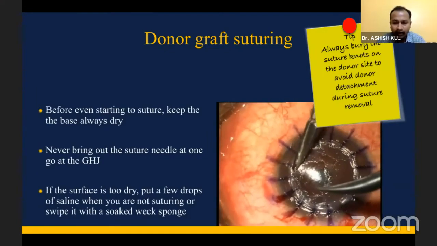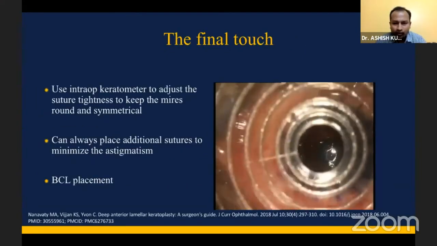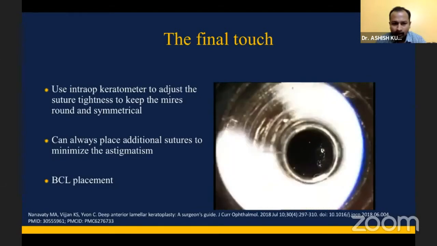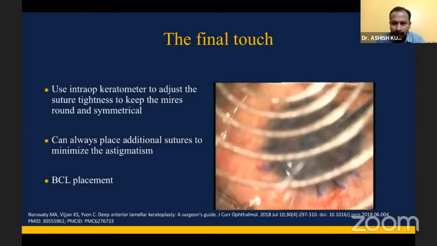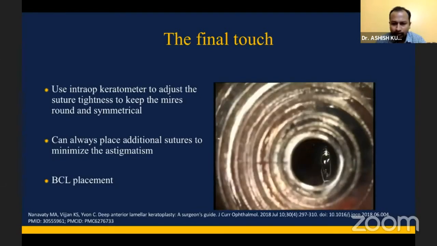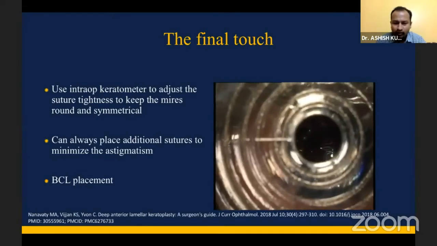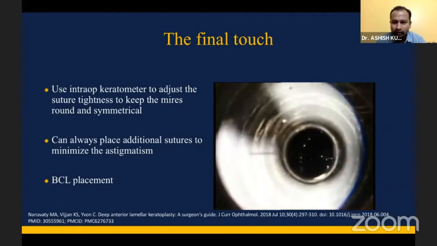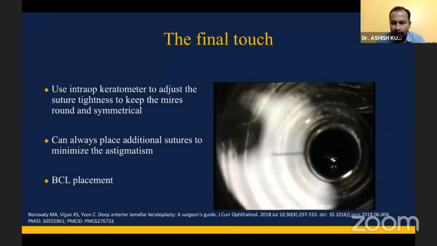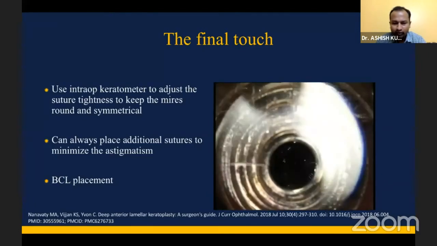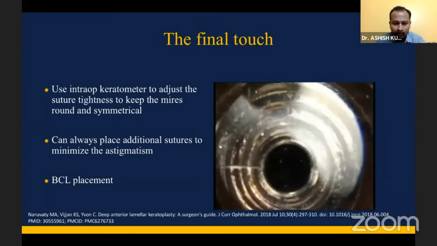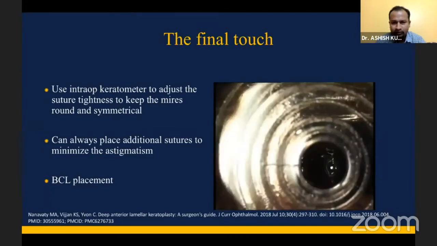And always keep it dry. So the final touch, as was already shown, use an intraop keratometer. And just one point: before you use an intraop keratometer, always keep the surface wet, because you will be able to see the reflections of the mires much better. If you're satisfied with the mires, you can go ahead, or you can put additional sutures or loosen those sutures.